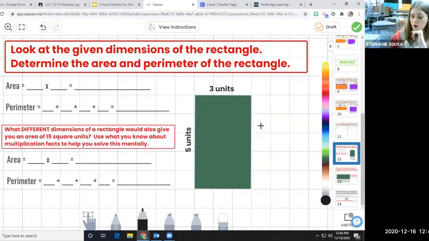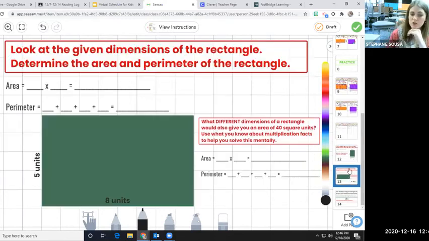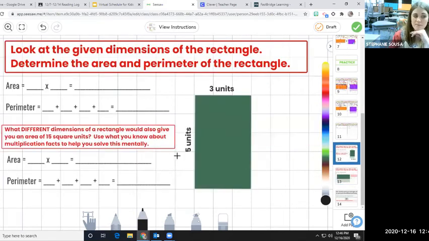I know we're a little bit over time, but we're going to quickly go over slide 12 because you're going to do slide 13 independently. Okay, so on slide 12, it says, look at the given dimensions of the rectangle. Determine the area and perimeter of the rectangle.